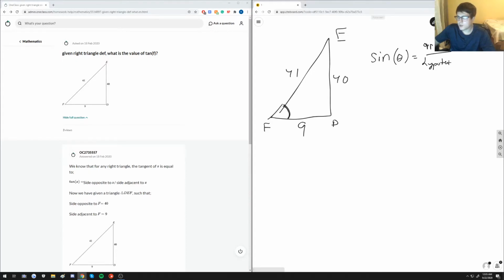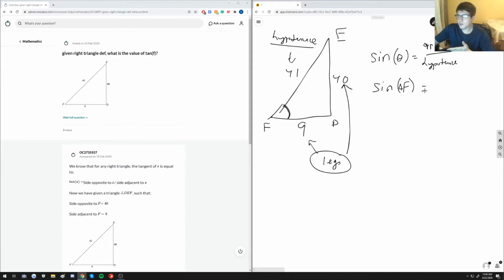In case you're unfamiliar with what the hypotenuse is, the hypotenuse is this diagonal side right here. It is the longest side of a right triangle, not to be confused with the legs of the right triangle, which are this 9 and this 40. So these are the legs, and this is the hypotenuse. Okay, so the standard is you take the opposite side. In this case, for sine of angle f, I'm going to write it this way. Our opposite side is 40, so this leg, divided by 41.